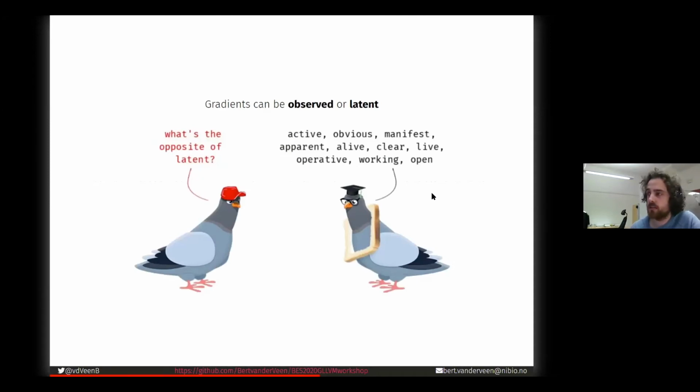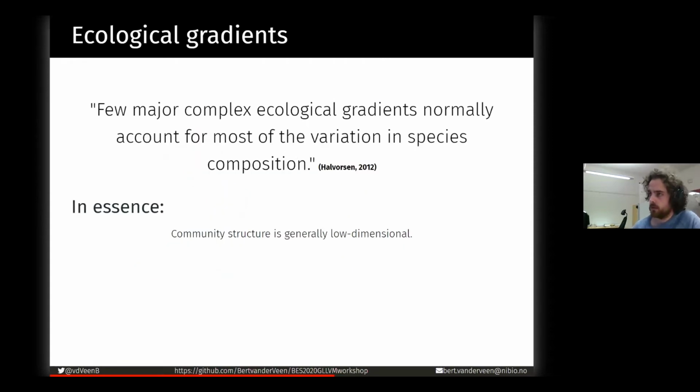And from that follows the idea that gradients can be observed, or covariates, or they can be latent, so they can be missing. And if they're latent, they of course still produce the species patterns that we see. So we're still interested in determining what they are. I'm going to mention this because it's of relevance to the analysis later. Essentially, studies have shown that a few complex ecological gradients can often account for variation in species composition, which means that our community structure is generally low dimensional.